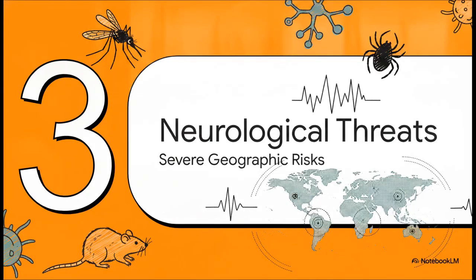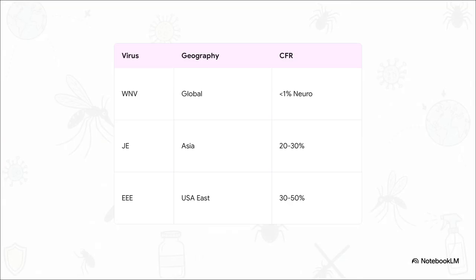Which brings us to Section 3, high-impact neurological threats. We're shifting gears to low-probability but incredibly severe geographic risks. Mapping these risks out creates a crucial matrix for your regional managers to use. For instance, West Nile is practically global, but thankfully, severe neurological cases are rare, sitting under 1%.